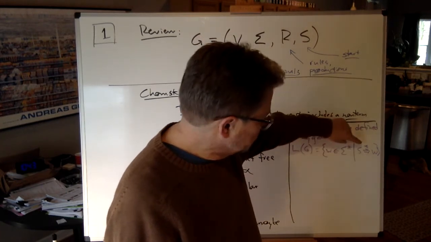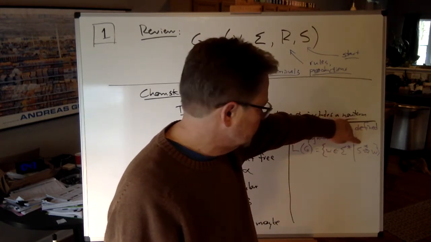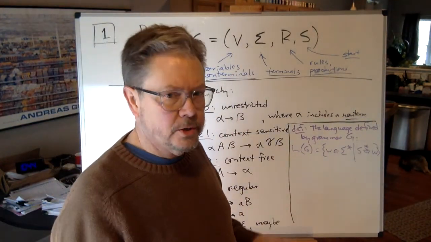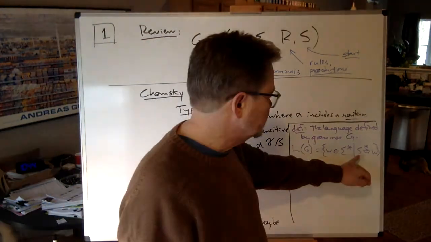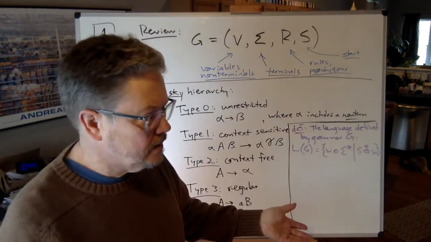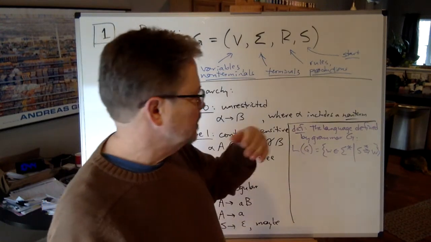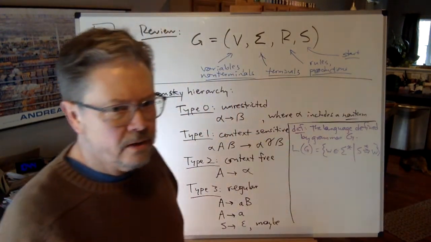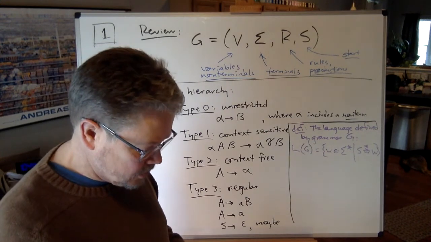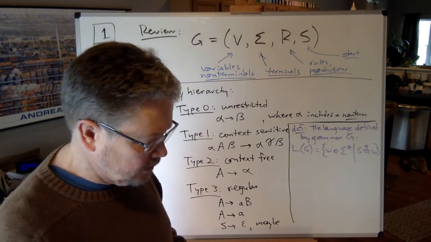That's what purpose that star is serving over here on the right-hand side. The star means 0 or more production rules in the grammar are applied to take S down to W. So S goes to something, that something goes to something else, that something goes to something else as many times as we need, thus the star. We can eventually get to string W, starting with the starting symbol and the rules of our language.